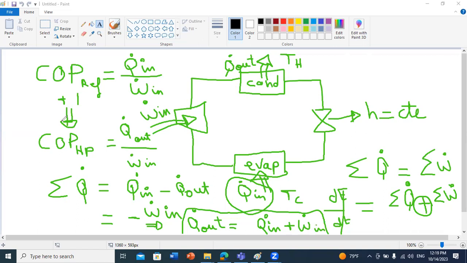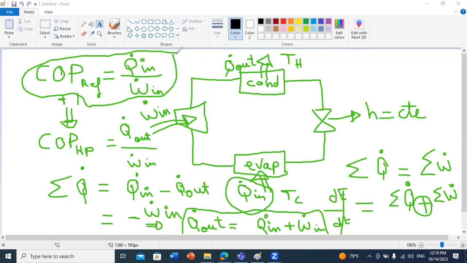Now the HVAC system will work in both ways: during winter as a heat pump, during summer as a refrigerator. But here our application is different. We are considering a refrigerator, so we just care about COP refrigeration. Our purpose will be to calculate Q dot in and W dot in, and then we can find the coefficient of performance of our system. This is why I need to provide you with enough information to construct your cycle.